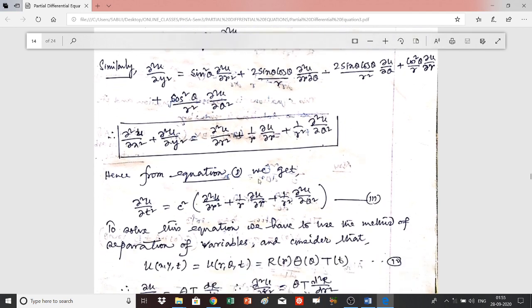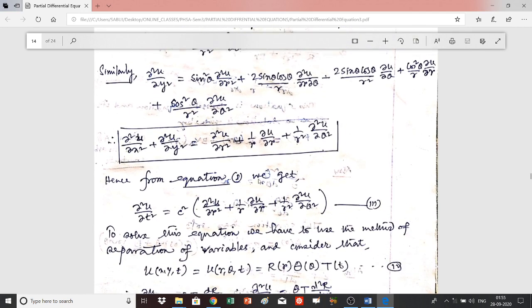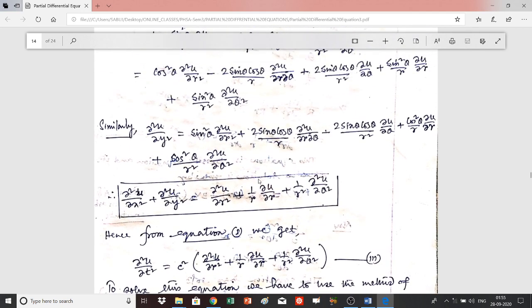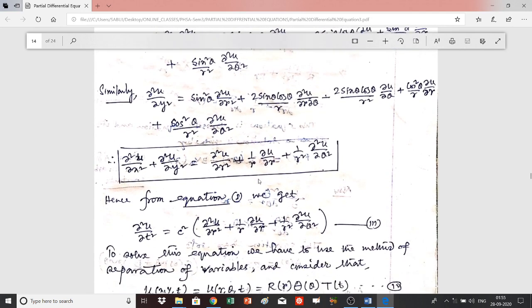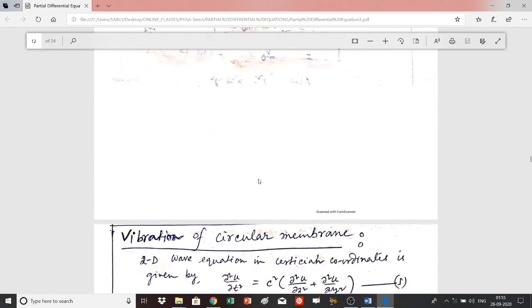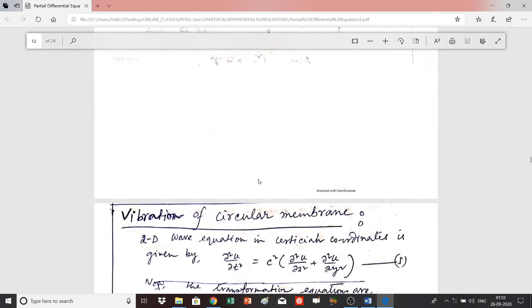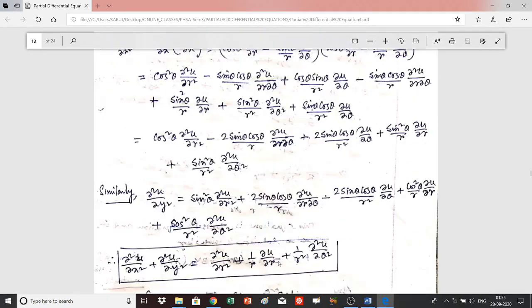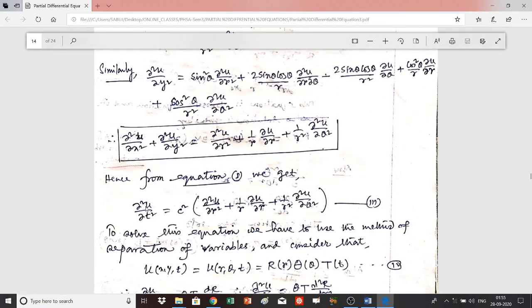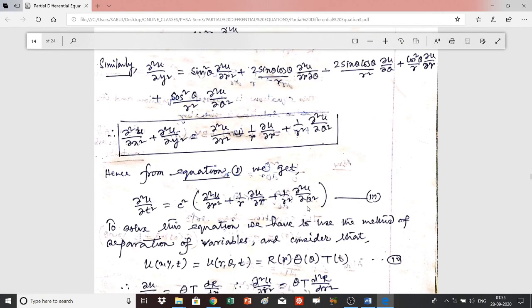Now from equation 1, you can write del 2u/del t square equal to c square into this. That means you will have del 2u/del t square equal to c square times del 2u/del r square plus 1/r del u/del r plus 1/r square del 2u/del theta square. This is equation number 3.